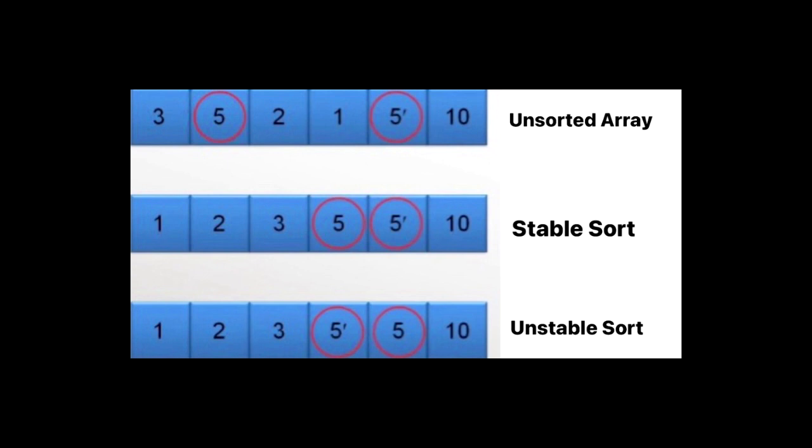Because it doesn't maintain the original order of the duplicate element due to swapping. So we can see in the third row has an unstable sort because quicksort swaps elements according to the pivot's position.